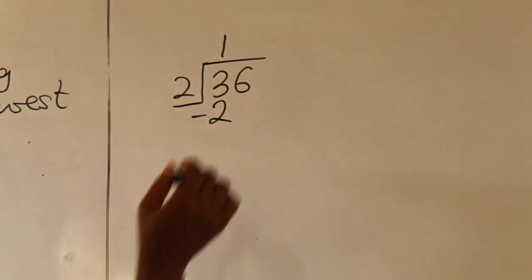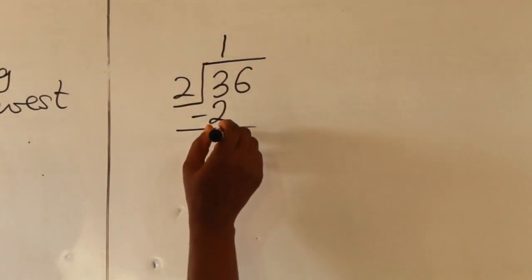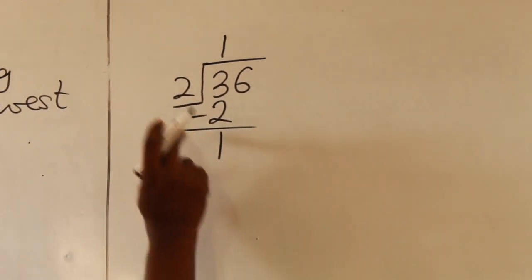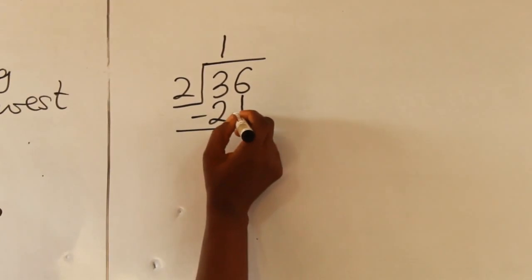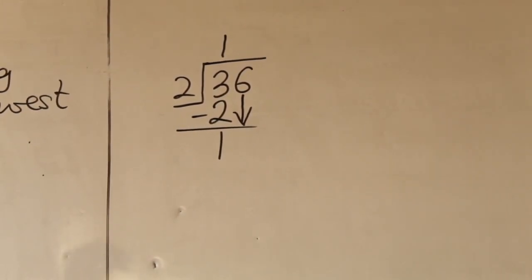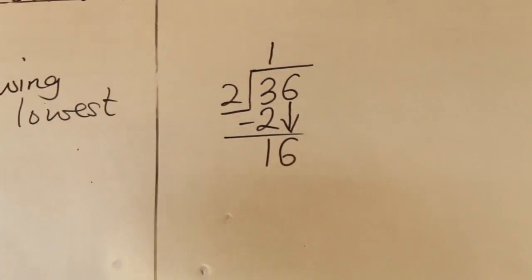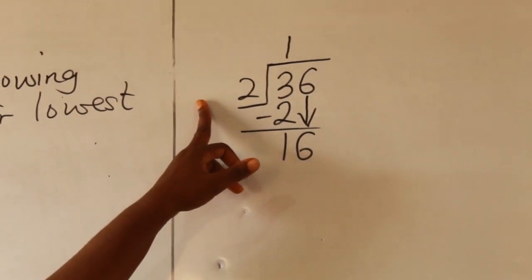Okay, you subtract bit by bit. 3 minus 2 will give us 1. Children at home, I hope you are following me. 1. 1 divided by 2 cannot go. And so what do you do here? Recall your knowledge of division. We did it in class in Slick Angels International School. You bring down your 6. And so we have there 16. 16 divided by 2 is what? 8.